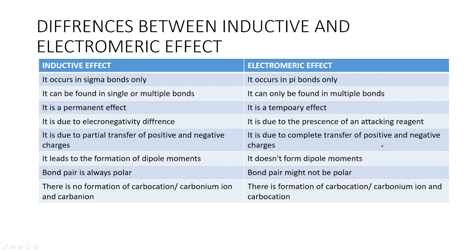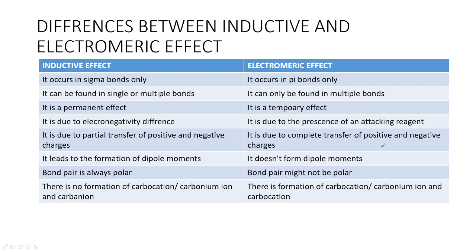Inductive effect is due to electronegativity difference between the two atoms. Because of the difference in electronegativity, one will always be electron withdrawing while the other will be electron donating. While electromeric effect is due to the presence of an attacking reagent. When the attacking reagent is removed, electromeric effect stops. Inductive effect is due to partial transfer of positive and negative charges. Electromeric effect is due to complete transfer of positive and negative charges. Inductive effect leads to the formation of a partial positive charge and a partial negative charge.